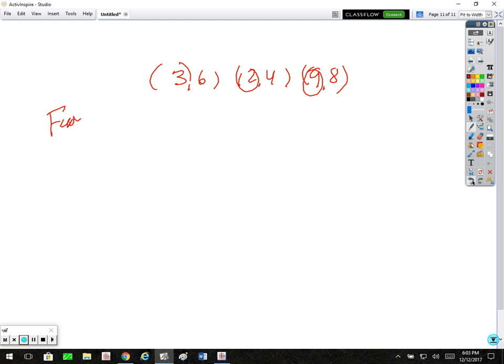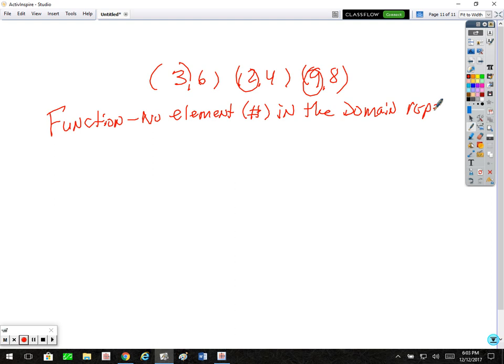Let me write that a little bit better. This is a function because no element in the domain is repeating. Okay? No element in the domain is repeating. Remember, we said element is nothing but a number. No element in the domain repeats. Alright, now let's make a mapping diagram.